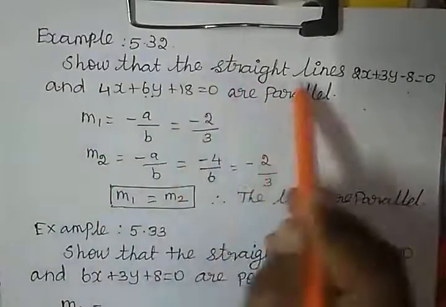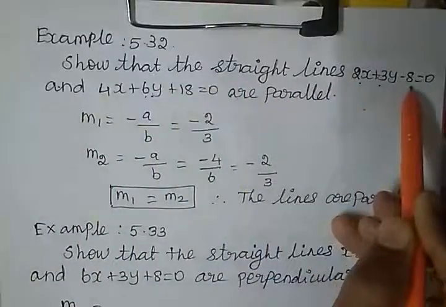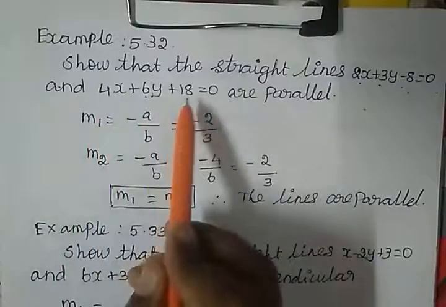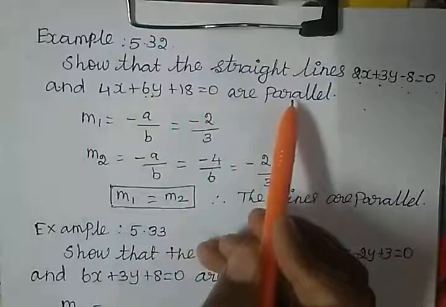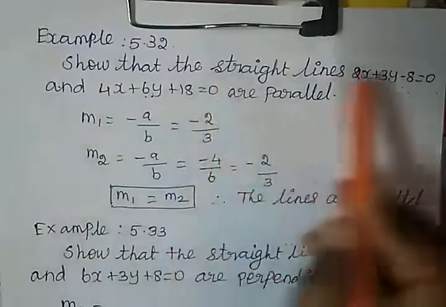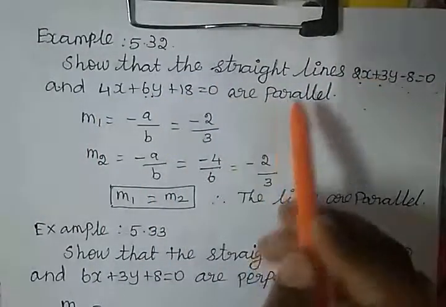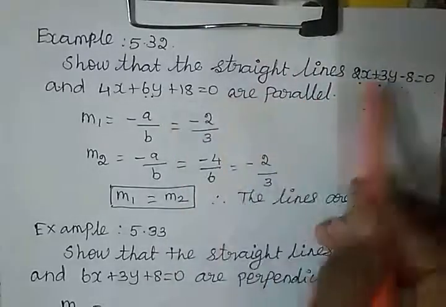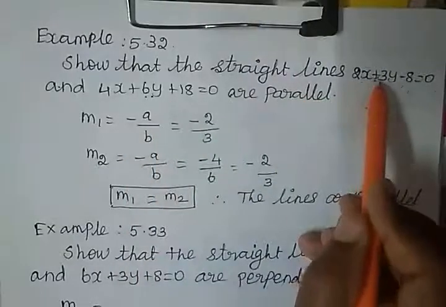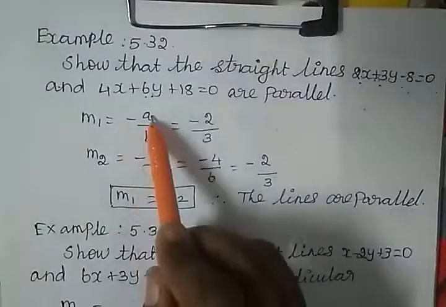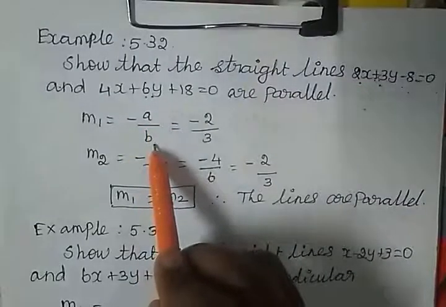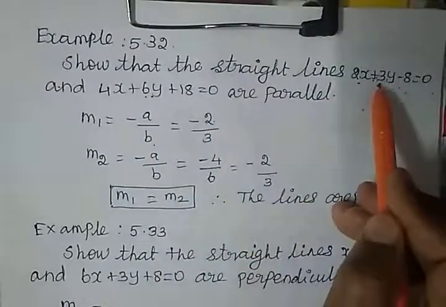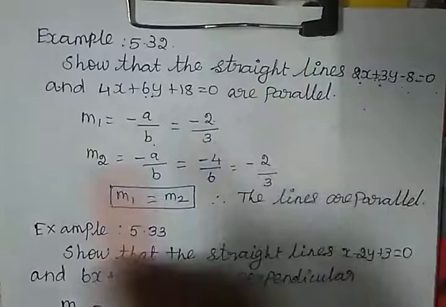Next example 5.32. Show that the straight lines 2x + 3y - 8 = 0 and 4x + 6y + 18 = 0 are parallel. They are asking to show that the given two lines are parallel. Already we know that when the lines are parallel, their slopes are equal. So the slope of the first line is minus coefficient of x by coefficient of y. The coefficient of x is 2 and the coefficient of y is 3. So minus 2 by 3.